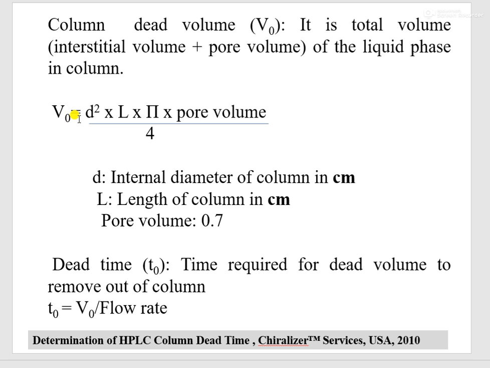using the formula V0 is equal to D square into L into pi into pore volume upon 4, where D is the internal diameter of the column in centimeter, L is the length of the column in centimeter, and pore volume will be provided on the column. If it is not provided, you can take 0.7 as a standard value and you can calculate the V0 or dead volume. Now what is dead time?